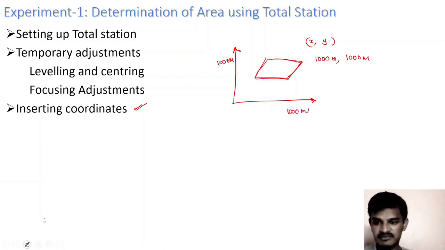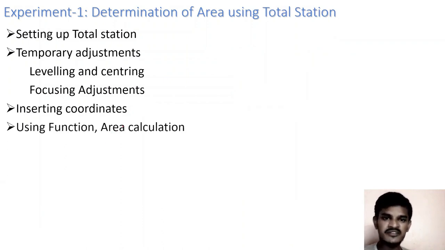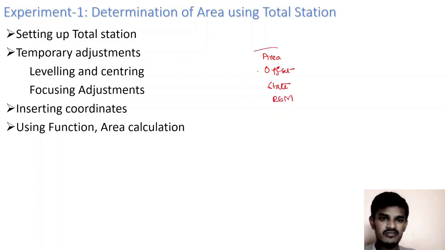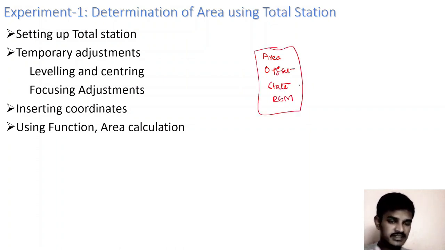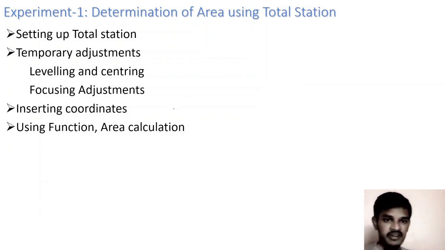So we need to set up the coordinates, and then we use the functions, right? We'll have different modes, like area calculation, offset calculation, stakeout calculation, and the rem function. So we'll have different sorts of function modes through which we can work. We need to select the area mode and bisect the points, right? Once we have selected the area mode, it will show us to bisect the coordinates.